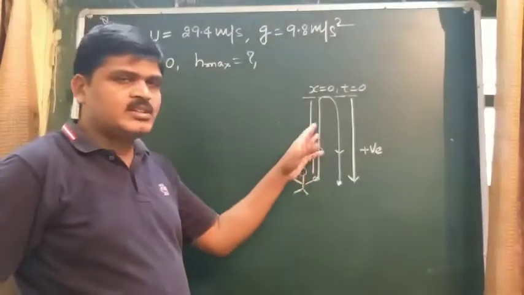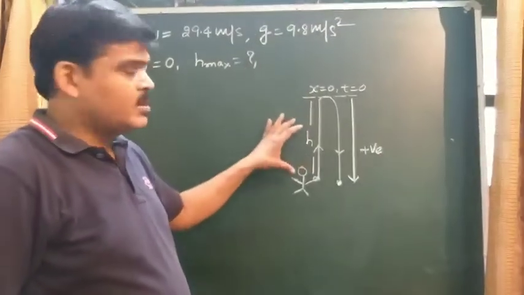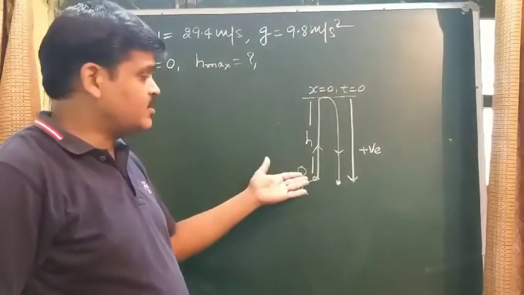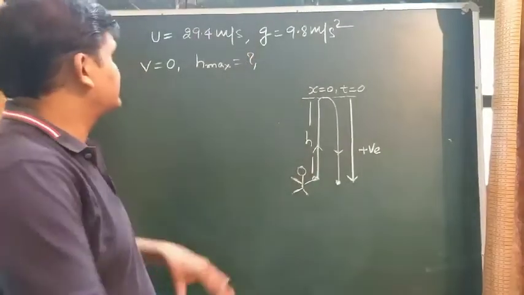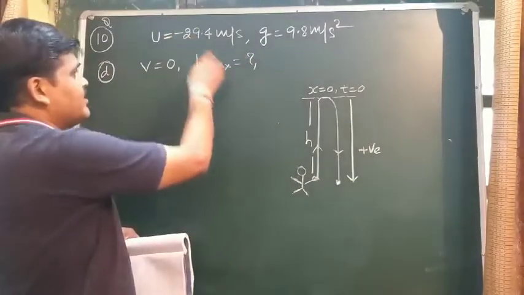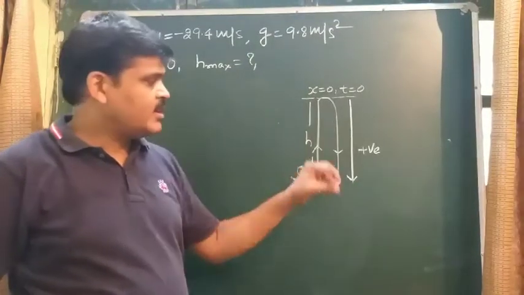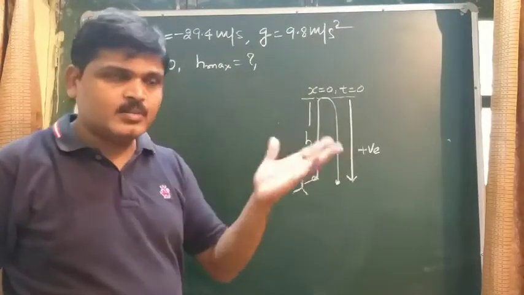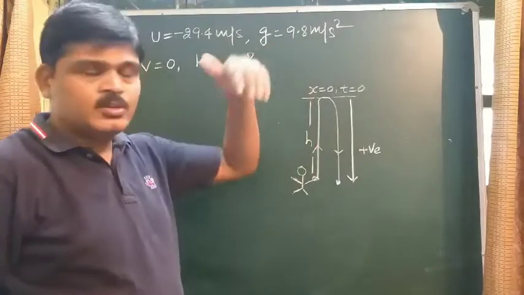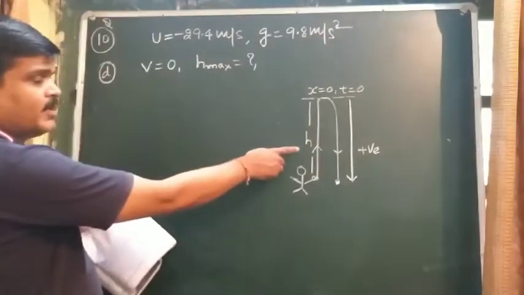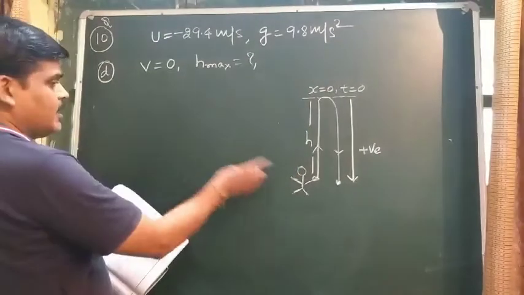And we have to find h max, and initial velocity, that is what? According to sign convention, in the upward direction, the initial velocity of the ball thrown upward is taken to be what? Negative. And g, acceleration due to gravity, which is acting in this condition either upward or downward, is taken to be what? Positive. So we have to find the maximum height acquired by the ball.